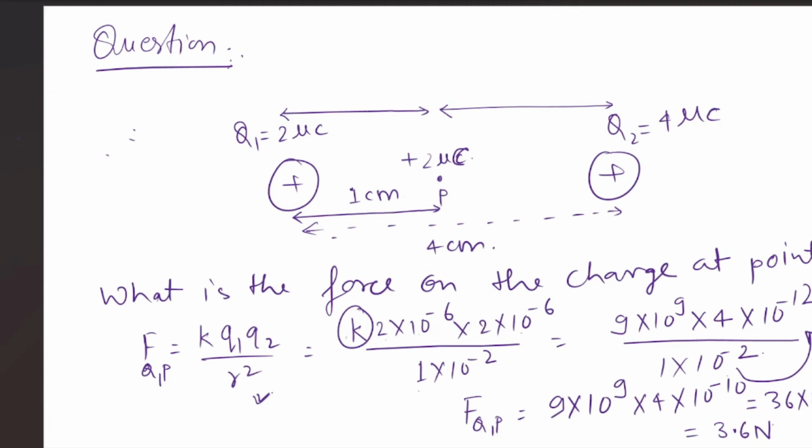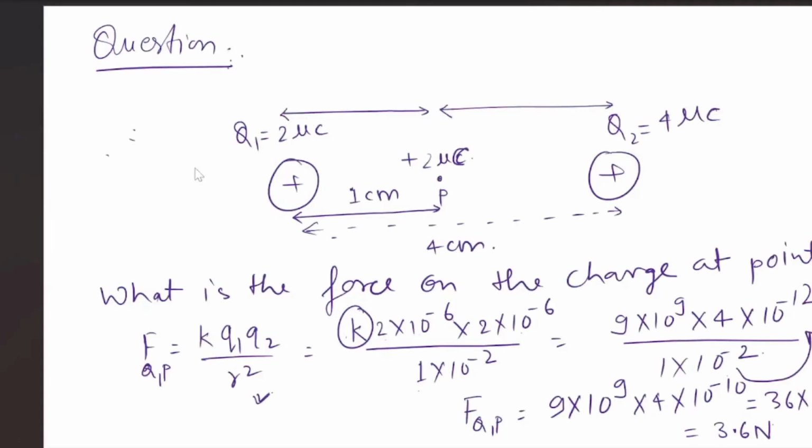Now the second step, I will solve it on the next slide. Second step is to calculate the force between Q2 and P. Q2 is 4 microcoulomb. Here we can see Q2 is 4 microcoulomb. Q1 is 2 microcoulomb. And the distance between Q1 and Q2 is 3 centimeter.